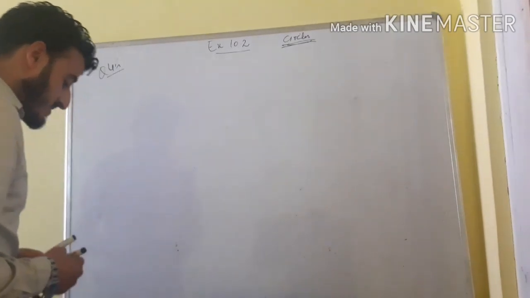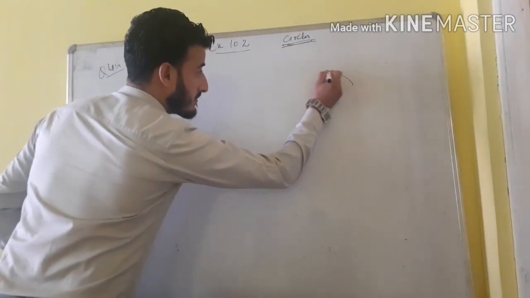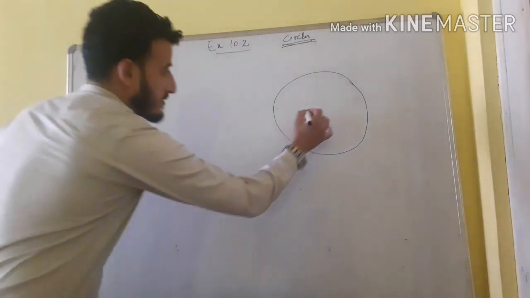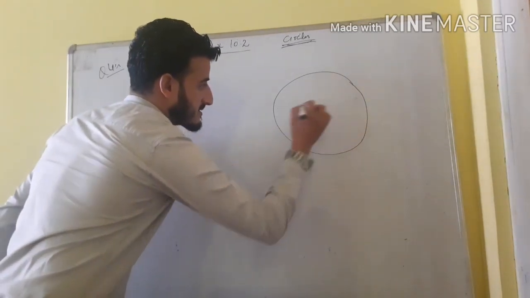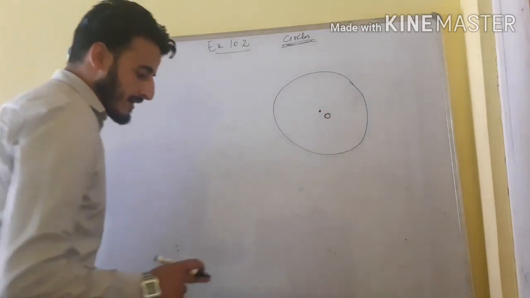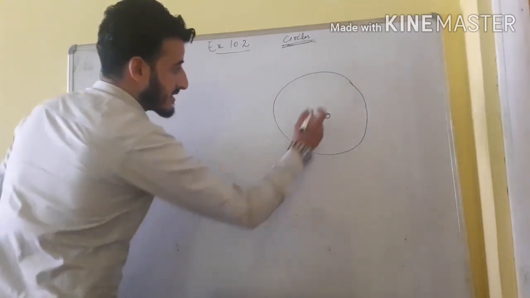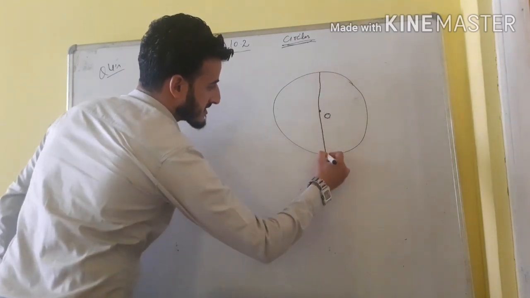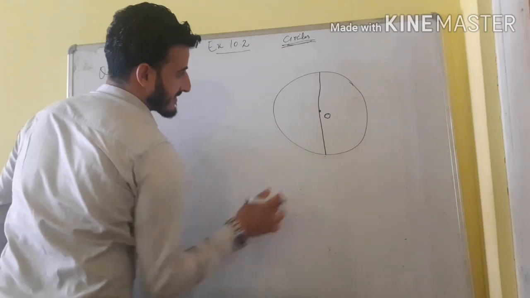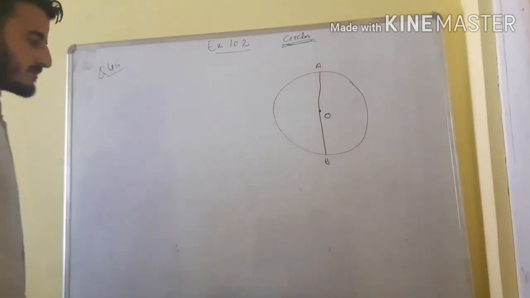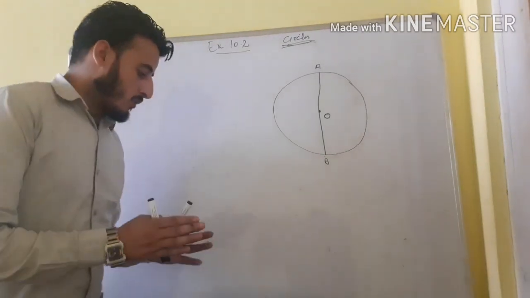So let us first consider a circle. This is the circle. Let the circle be C with center O, right? And it's talking about the diameter, so let's draw the diameter. Diameter always passes through the center of the circle. Let it touch the circle at 2 points A and B. Clear up to this? Now listen.